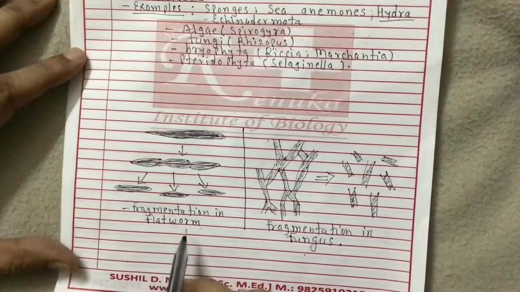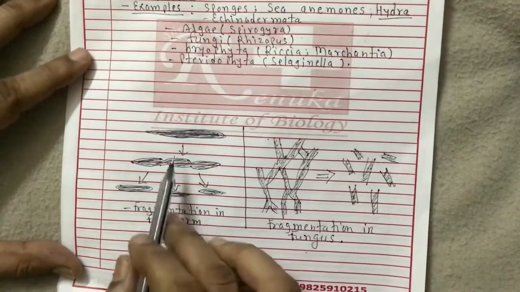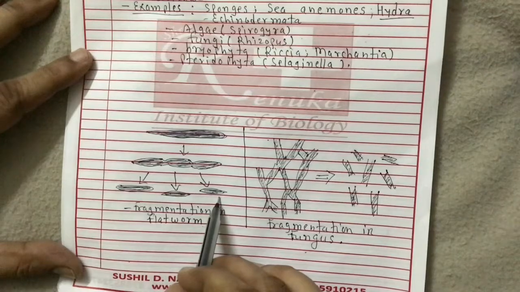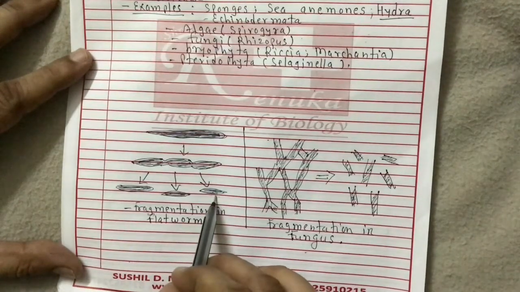If you observe the fragmentation in the flatworm, the body undergoes constriction and later on divides into small pieces, and each piece of the body later on grows into an individual organism.